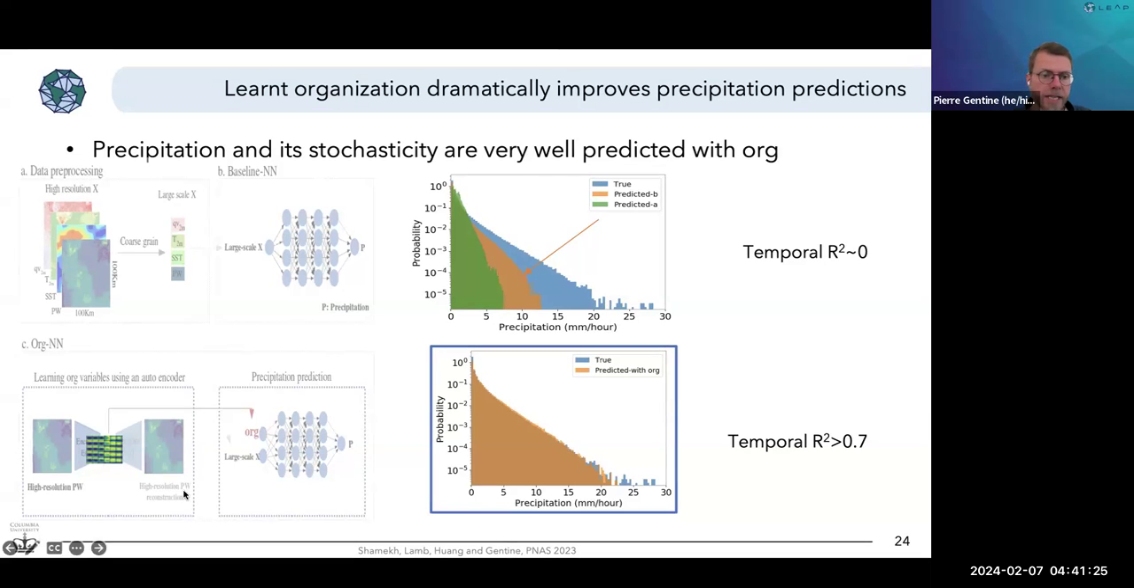An advantage is that because it's two-dimensional, we can look at this two-dimensional vector and investigate what is going on, and we can see that this is actually the clustering of precipitation that we are seeing here.